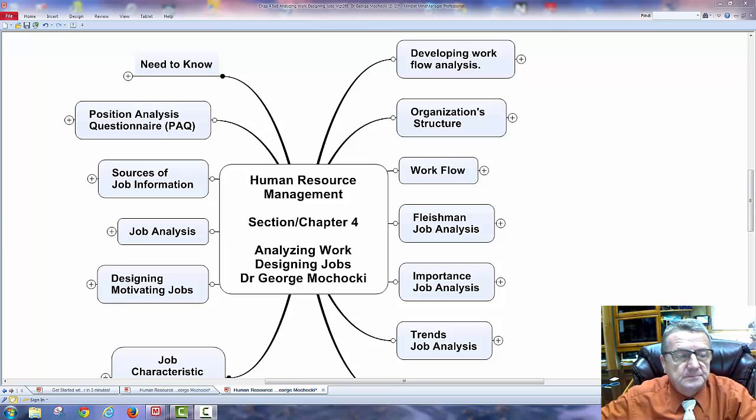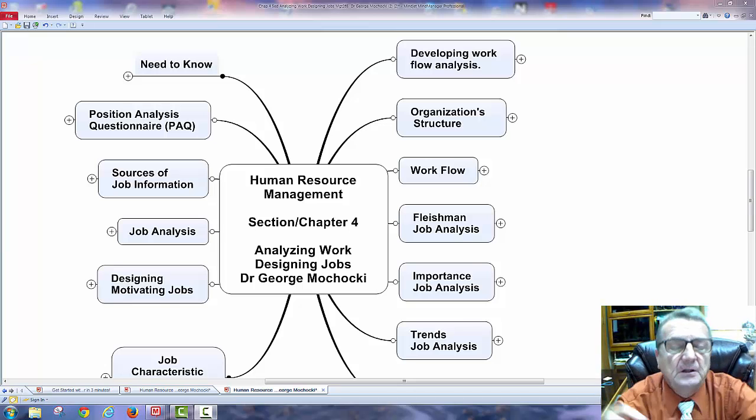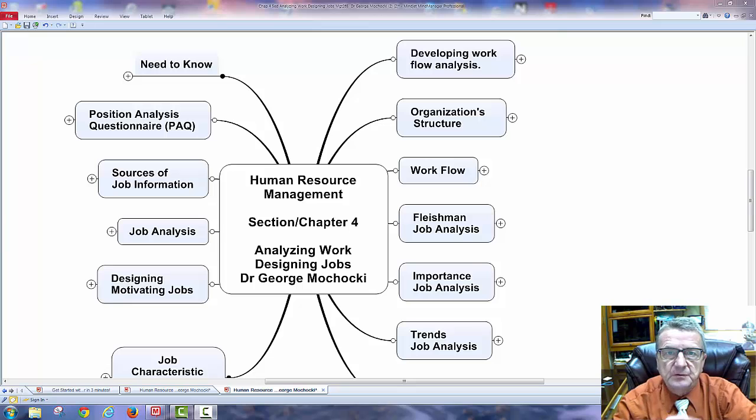Welcome to Human Resources. This week we'll be covering Section 4, which is basically on analyzing work and designing jobs. Part of HR is to be involved in the analysis and designing, helping the manager design the workflow that looks at the person to improve its intrinsic and also its extrinsic reward system.